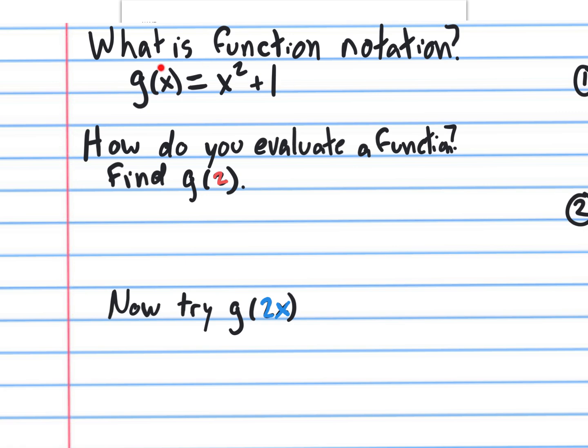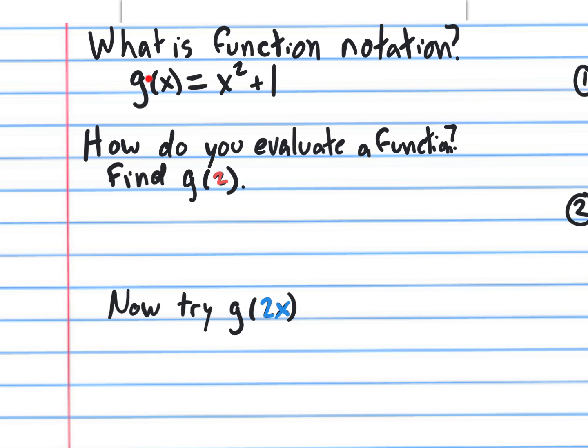You see, this is function notation right here. G of x is just the name of the machine, right? G of x is the name of the machine. It could have been called f of x. It could have been called q of x, r of x, right? Most of the time we use f of x. Right here, they're calling it g of x, okay?